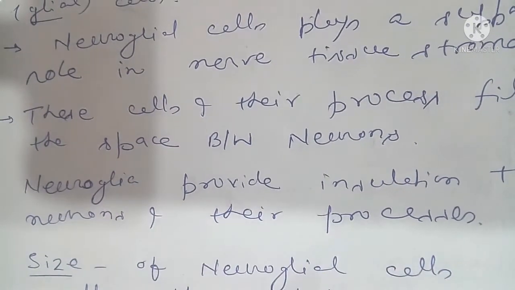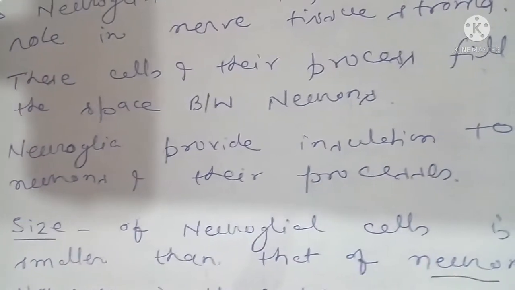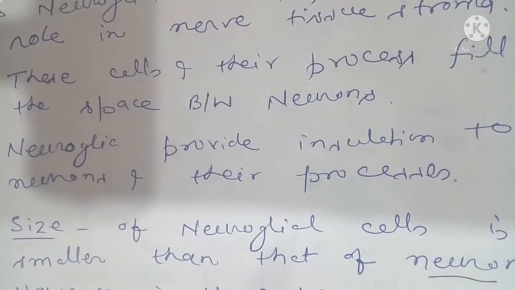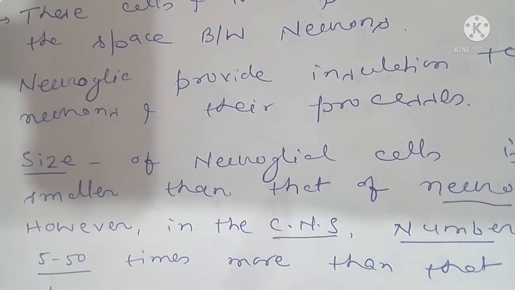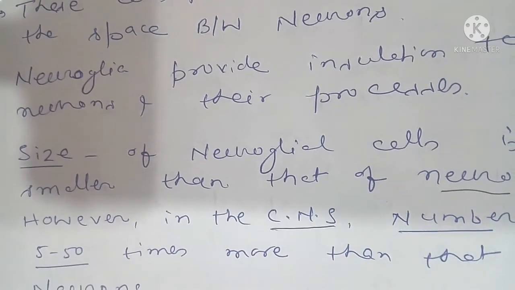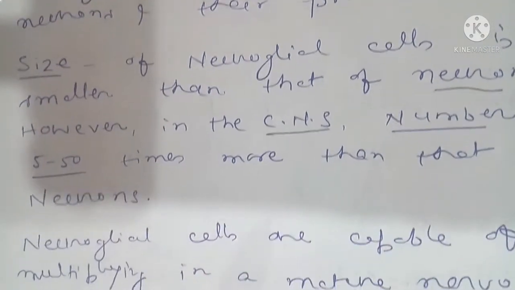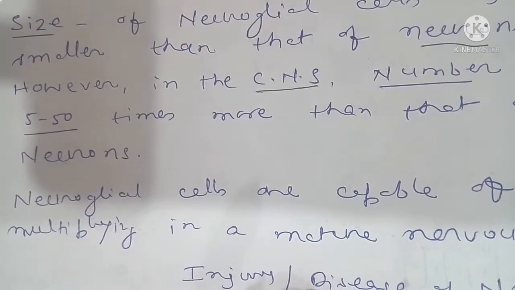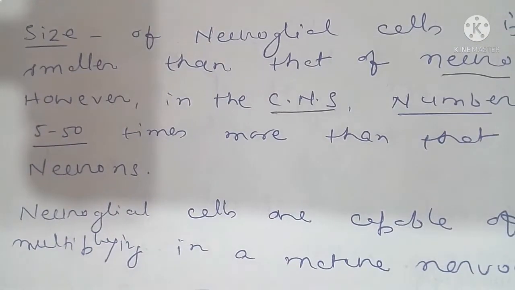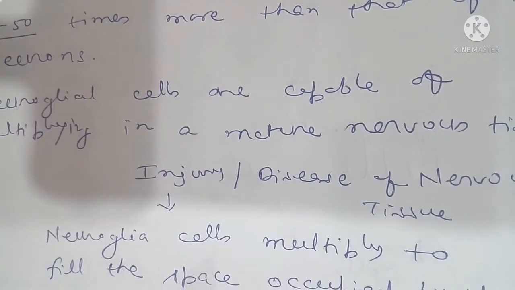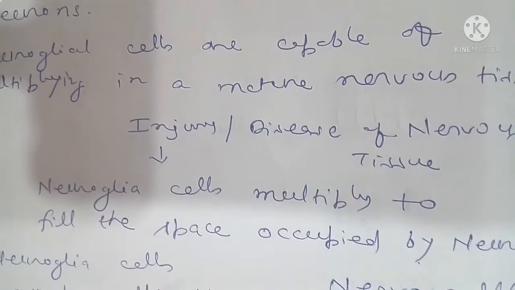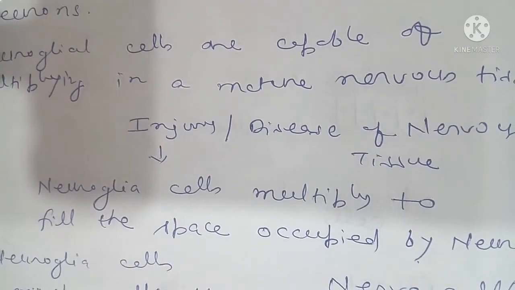What is the size of the neuroglia cells? They are much smaller than the neuron. However, in the central nervous system, their number is 5 to 50 times more than that of the neurons. Neuroglia cells are capable of multiplying in mature nervous tissue. If there is an injury or a disease of the nervous tissue, the neuroglia cells multiply to fill the space occupied by the neurons.